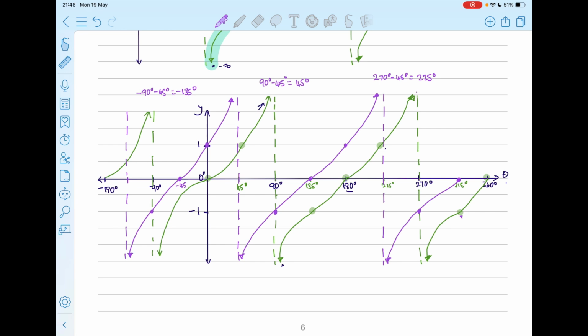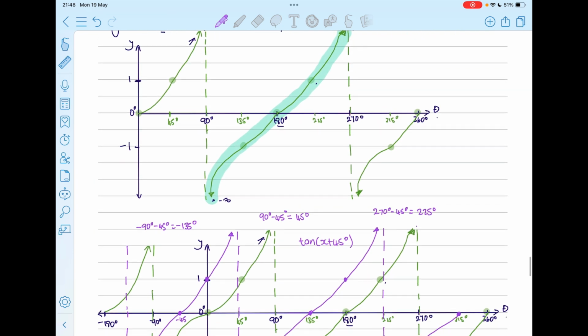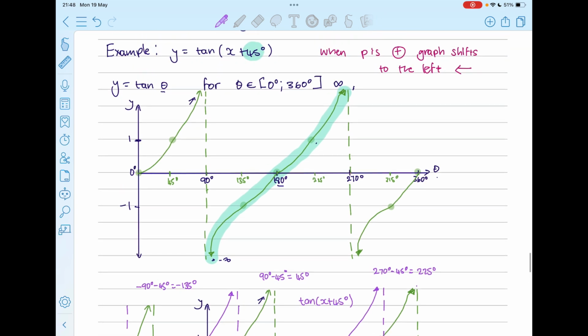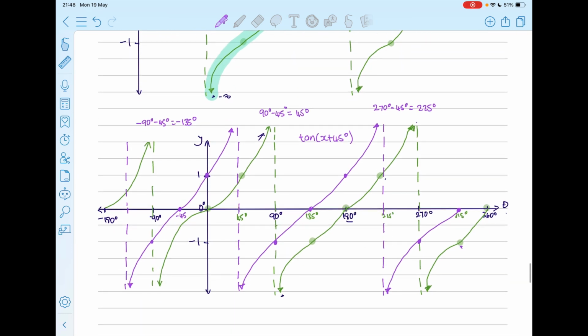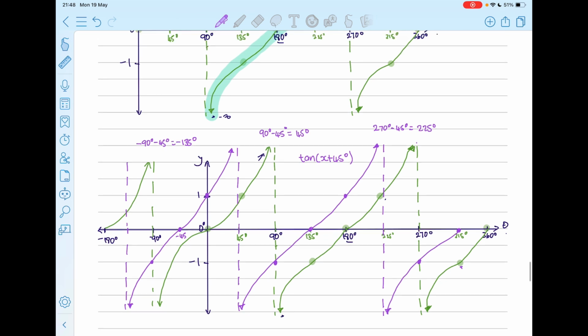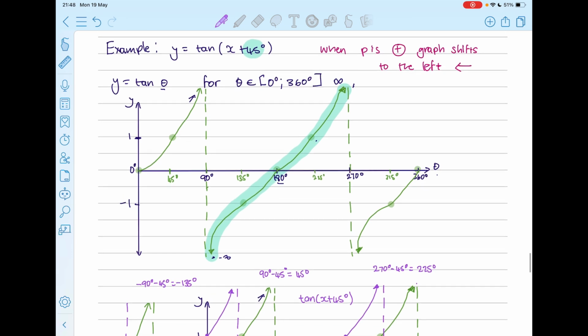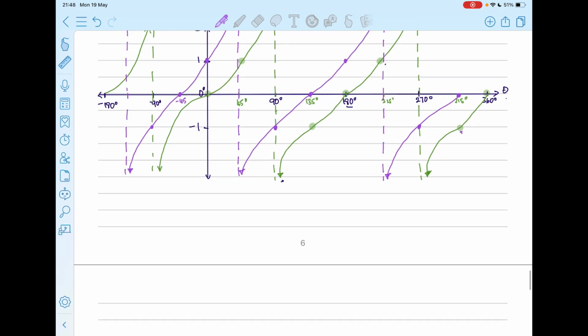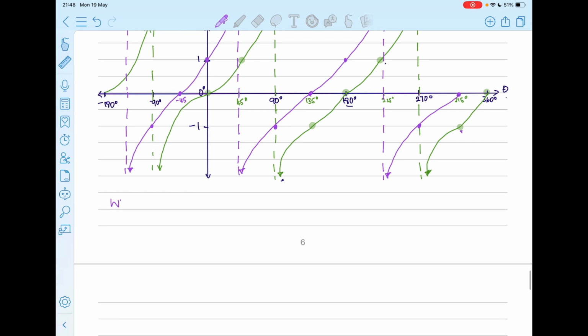Wow, we finally completed it. So this then is the new graph of tan of x plus 45 degrees. And we have shifted 45 degrees to the left, because when p is positive, we take the opposite sign, meaning we are subtracting 45. Okay, so this is the effect of p. And the opposite is true when p is negative. So I can write that somewhere here.